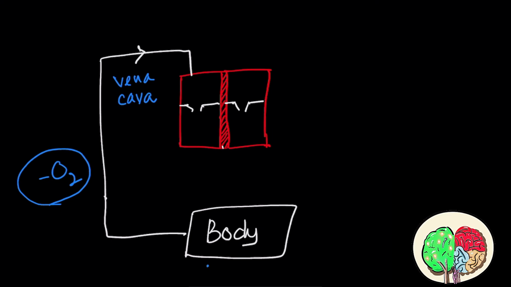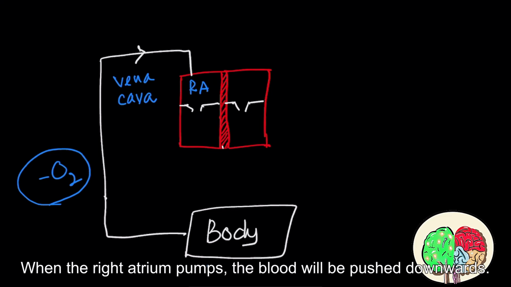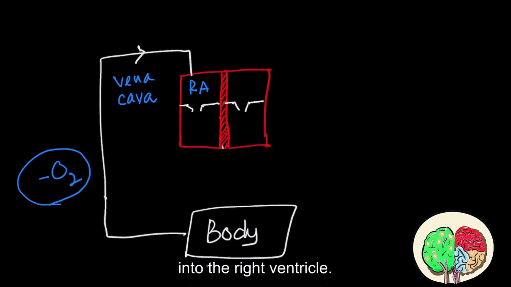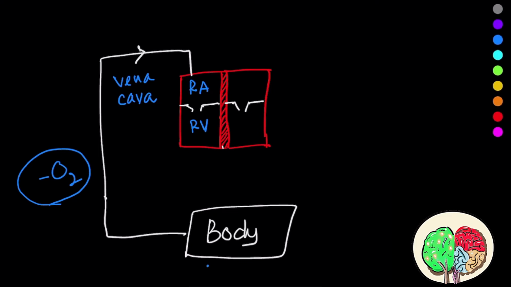Okay. So the blood is now in the right atrium. Yep. This is the right atrium because we know that the upper chambers are called atria and this is on the right, so we call it the right atrium. When the right atrium pumps, the blood will be pushed downwards into the right ventricle. Okay. Right ventricle.